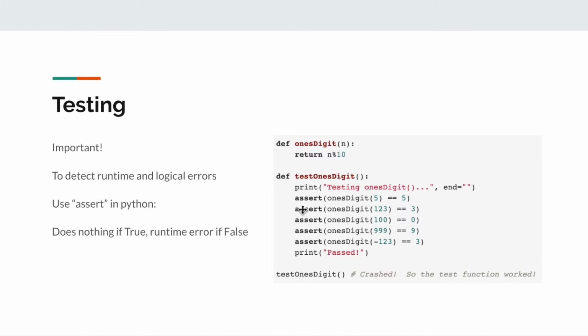Between those two, we have 5 asserts. All of them have to be true in order for the test function to pass. Let's take a look. If our function is correct, the ones digit of 5 should be 5, the ones digit of 123 should be 3. This is also correct, correct, correct. So in this case, this test function would somewhat ensure that the function that we wrote earlier is correct.